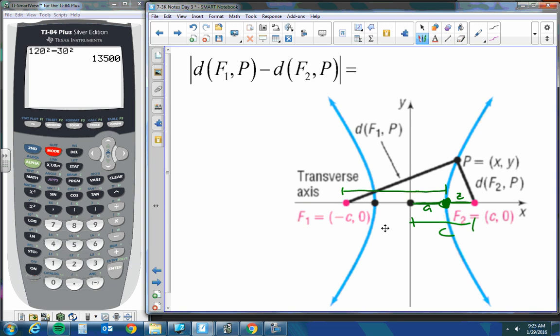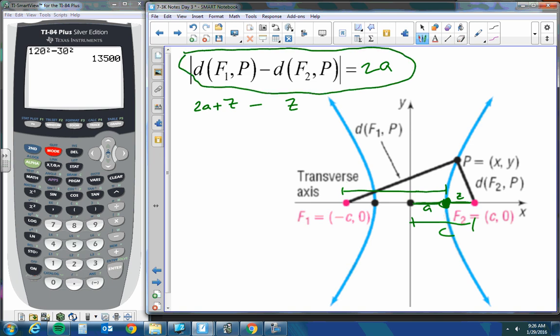2A plus Z, right? So one distance is 2A plus Z. The other distance is Z. I'm pretty sure when you subtract them, you get 2A. Write that down. So that's what's true of every hyperbola. Not only is the difference between the distances from a point to the foci a constant, it always works out to be 2A. Okay?